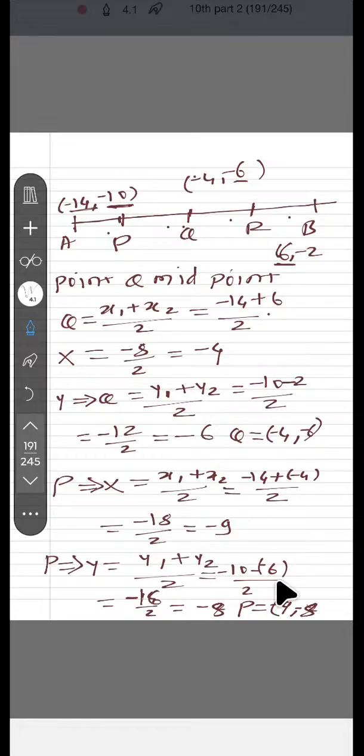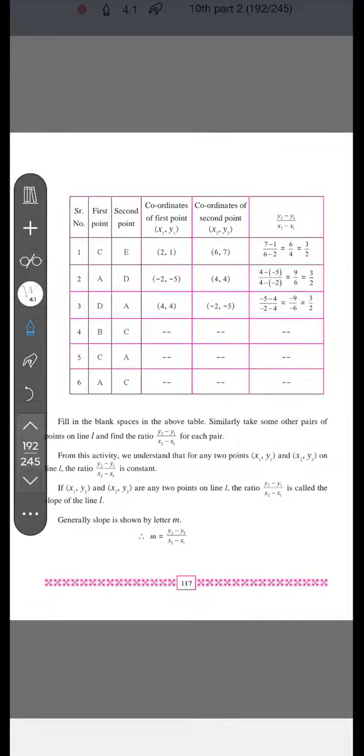So if this and this one are the same, then we can say the distance between them is similar, and therefore they are what? They are divided into how many parts? Two equal parts. That's it.